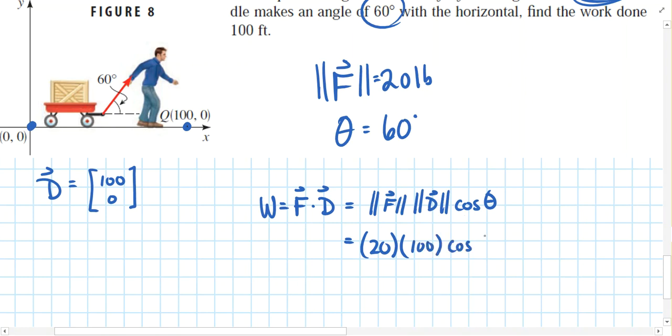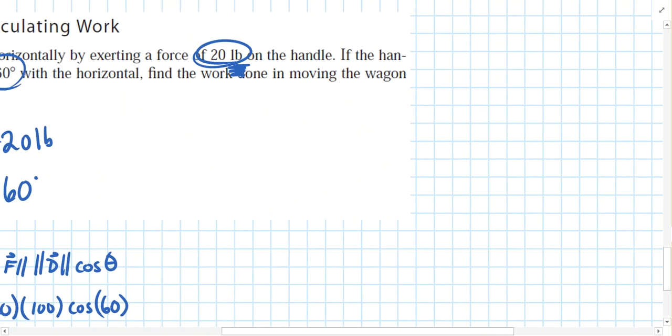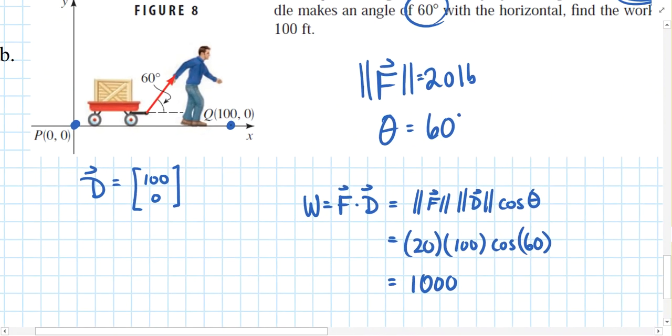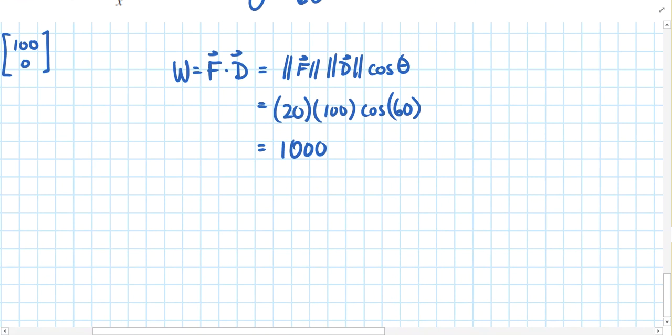And cosine of 60 degrees is the angle that we're dealing with. And using the calculator off screen, 20 times 100 times cosine of 60 is equal to 1,000. And we were dealing with pounds of force and a distance in feet, I believe. Yep, a distance of feet. So we will say that the unit of measure here is 1,000 foot-pounds of work.